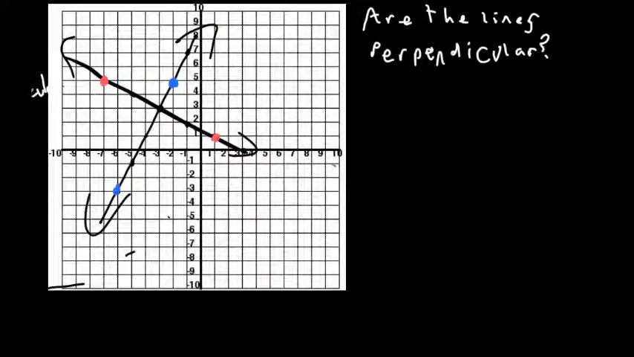Alright, so now I have two lines here, and we need to determine if they're perpendicular. So let's find the slope of each line. So I'll start with this red one. We're going to go down 1, 2, 3, 4, and over 1, 2, 3, 4, 5, 6, 7, 8. So that would be a slope of 4 over 8, which reduces down to, we can divide both of those by 4, so that would be 1 over 2.